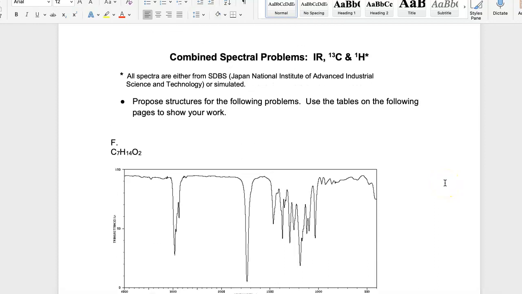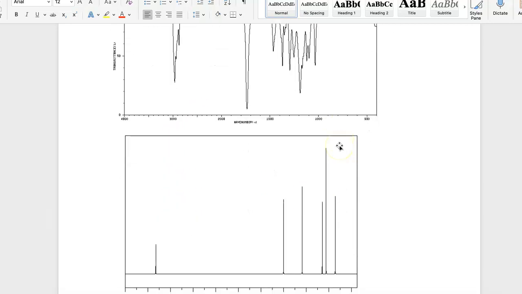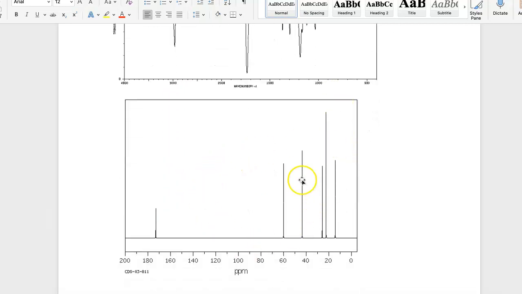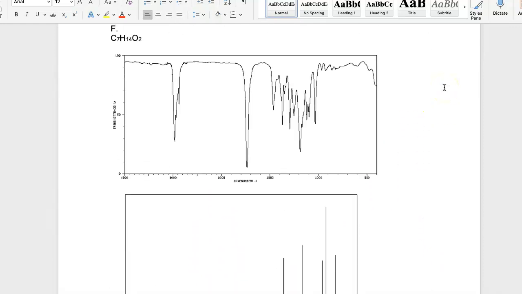Hi everyone, my name is Ashley, and today I'm going to show you how to solve a combined spectral problem. This is the formula we're given, C7H14O2. This is the IR spectra, the CNMR spectra, and then the HNMR spectra.